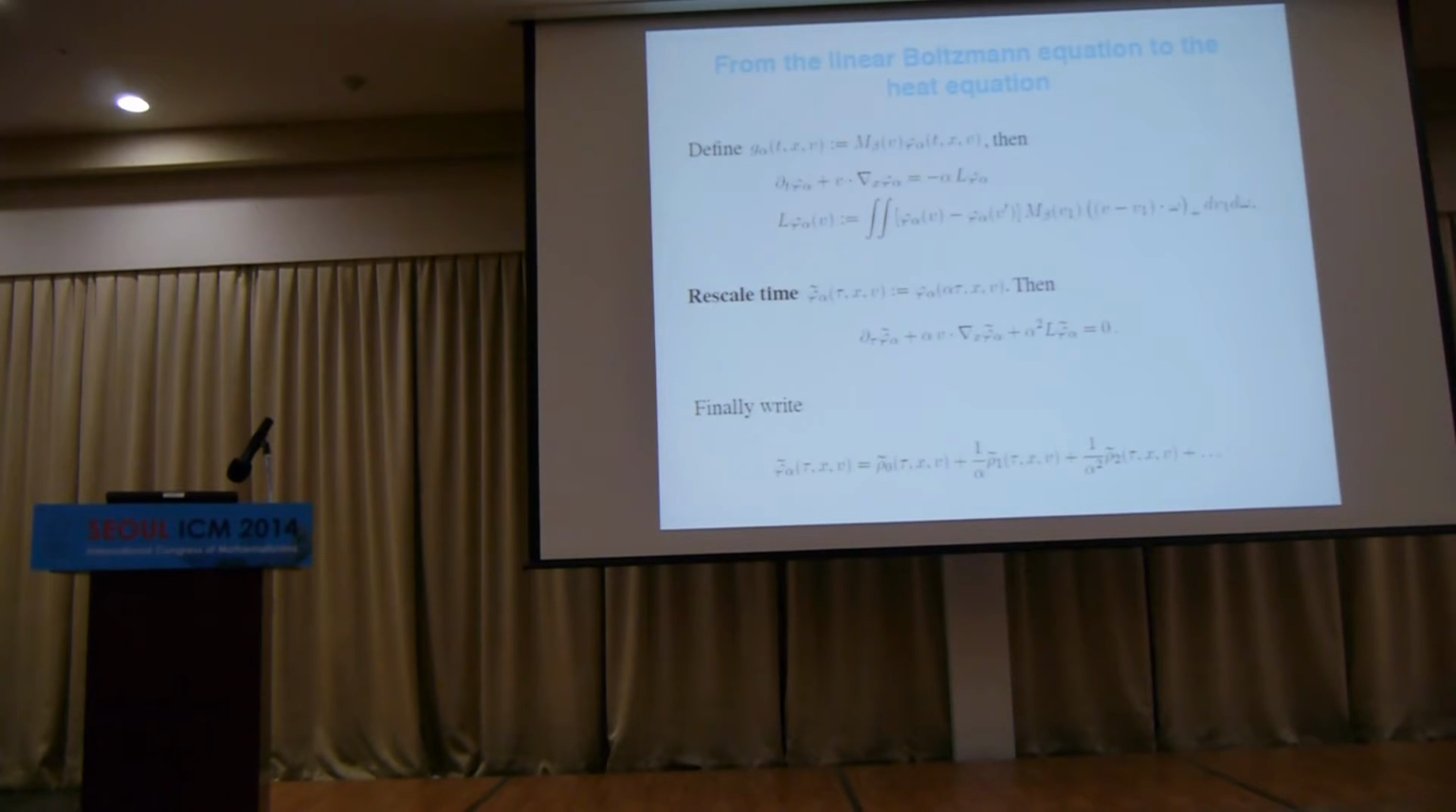So I take the solution to my linear Boltzmann equation. For technical reasons, I divide by the Gaussian, so I get this equation. Remember, we have to rescale time, so phi tilde is just phi computed at alpha tau. Now tau is my new time variable. So the equation has terms in 1 over alpha and alpha squared. Same equation. Now this is totally formal.